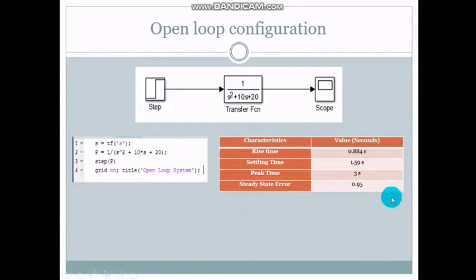This is the output of the graph, the characteristics of the output graph from the open loop configuration. The rise time is about 0.884 second, and the settling time is about 1.59 second. The peak time is 2 second, and the steady state is around 0.95 in value, or in other words, around 95%.